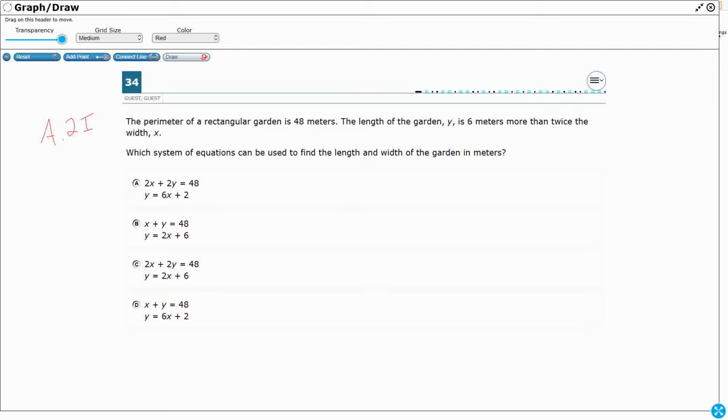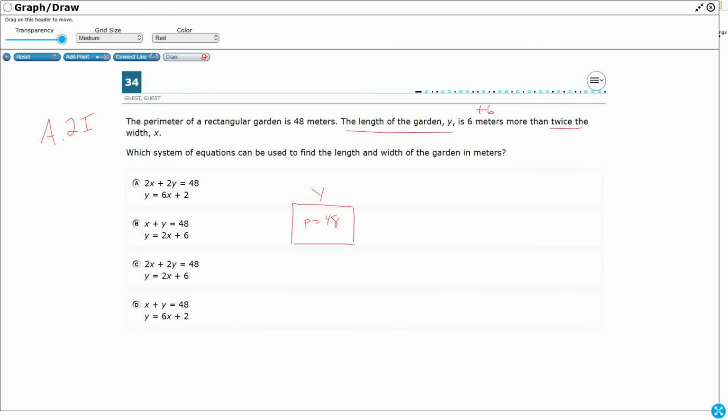So the perimeter of a rectangle garden is 48 meters. All right, so I'm going to just draw a rectangle, and I'm going to say P equals 48. Cool. The length of the garden, y, is 6 meters more than twice the width. Whoa. You see how that becomes difficult? Okay, so let's slow this down. The length of the garden, y, put that right there, is 6 meters more than twice the width, which is x.